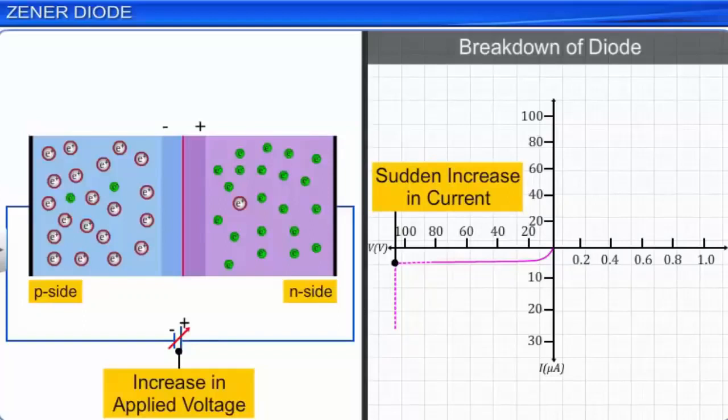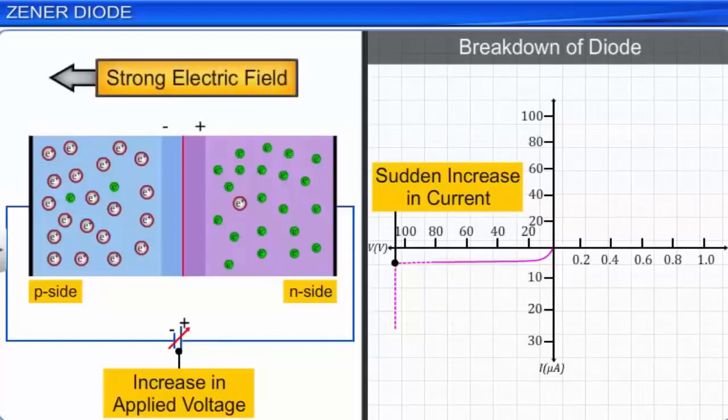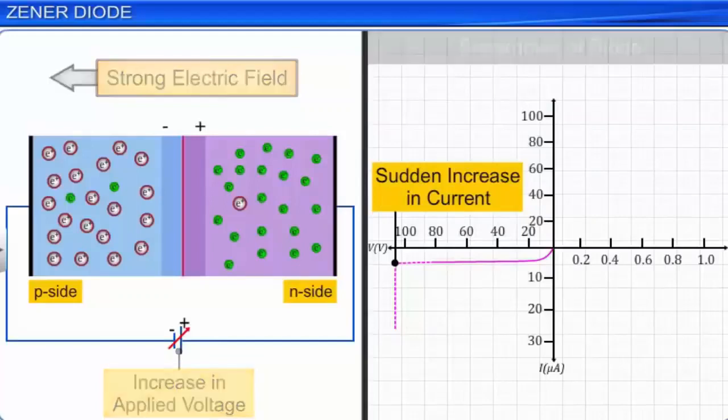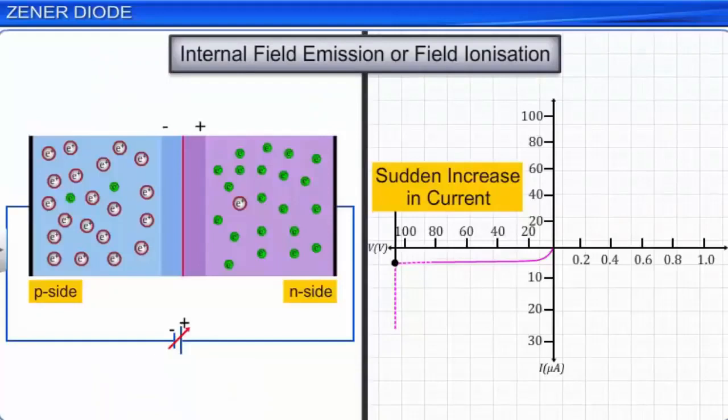Diode breakdown occurs because a high applied voltage creates a strong electric field that results in the breakage of covalent bonds in the p region. The electrons released by this breakage of bonds have enough energy to enter the n region, resulting in a large increase in current through the diode.